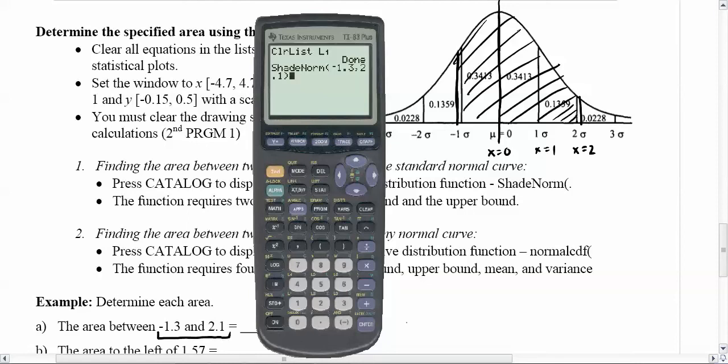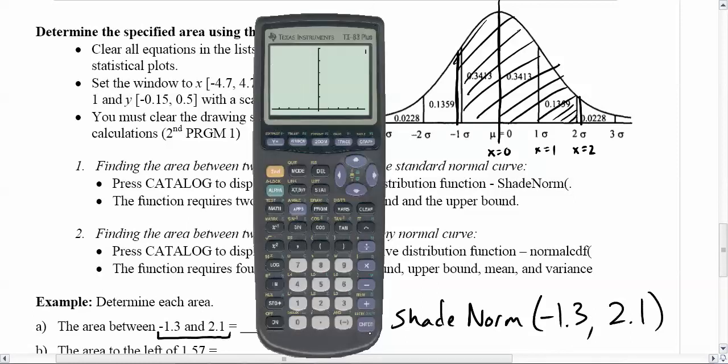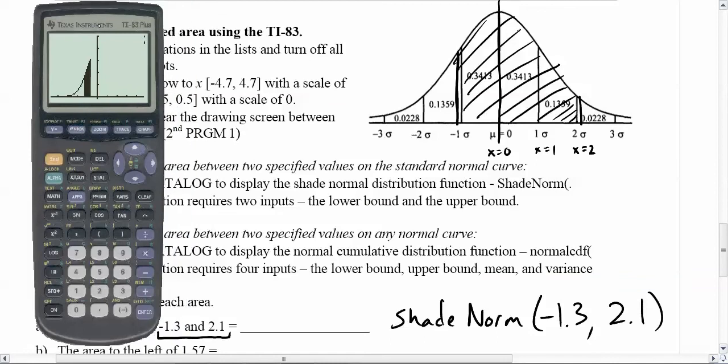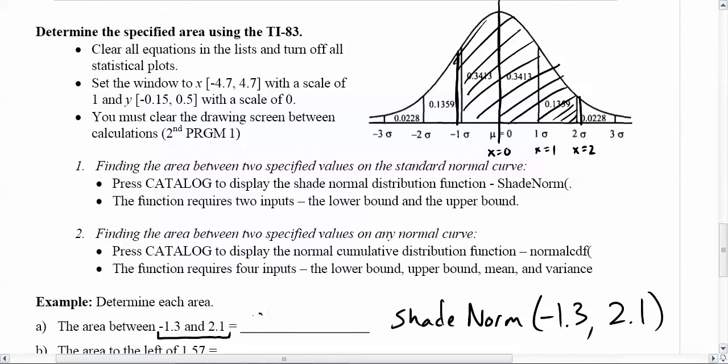So shade. What I typed was shade normal, and then the lower bound, comma, upper bound. And then you hit enter. And it's really fun. It colors it for you, and it gives you the area. The area is the probability, 0.885.